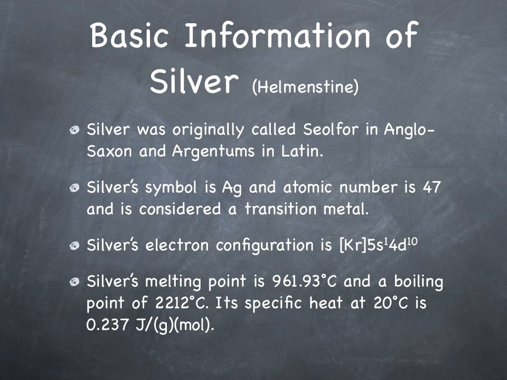Basic information of silver. Silver was originally called sulfur in Anglo-Saxon and argentum in Latin. Silver's symbol is Ag and its atomic number is 47, and it is considered a transition metal. Silver's electron configuration is krypton 5s1 4d10. Silver's melting point is 961.93 degrees Celsius and its boiling point is 2,212 degrees Celsius. Its specific heat at 20 degrees Celsius is 0.237 joules divided by grams times moles.